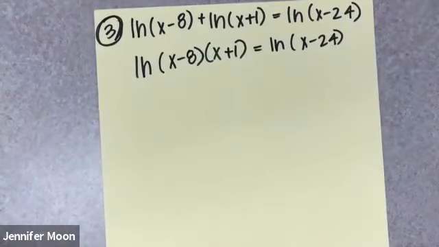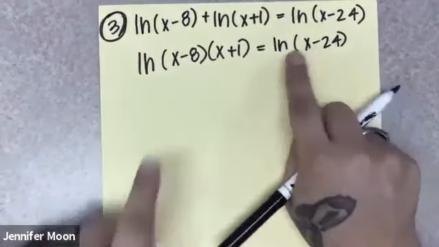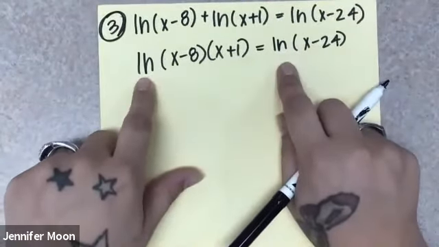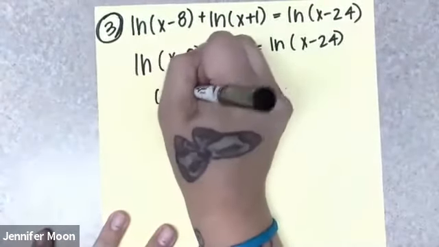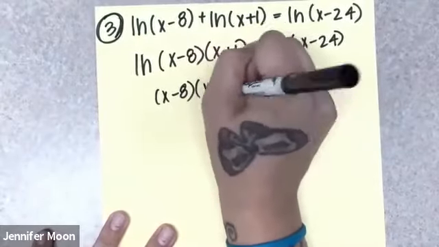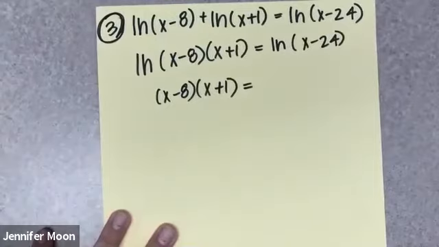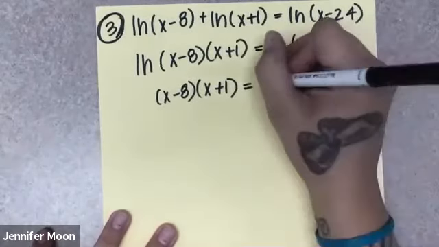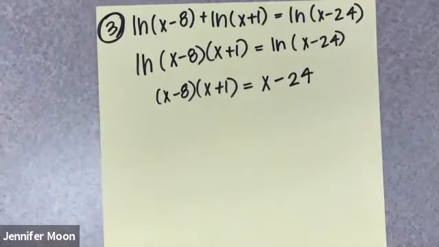Now I've gotten it to look like a log of m equals a log of n. Because these are the same log, all I have to do is write m equals n. So I have (x minus 8)(x plus 1) equals, y'all, the only thing written on the right-hand side is x minus 24. You don't need parentheses there. If you wrote them, it wouldn't matter, but you don't need them at all, because then you might accidentally confuse things and move them around as multiplication, okay?